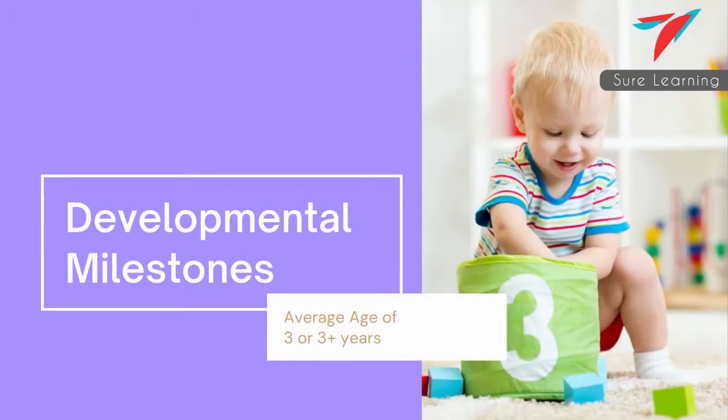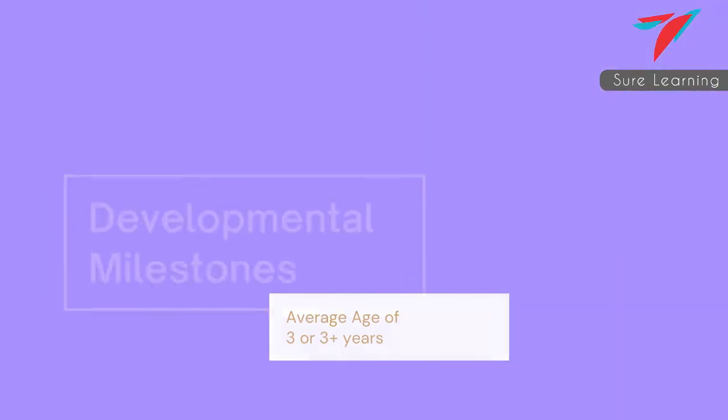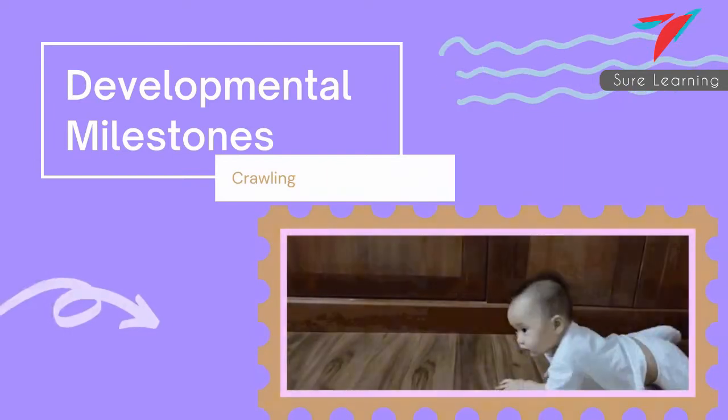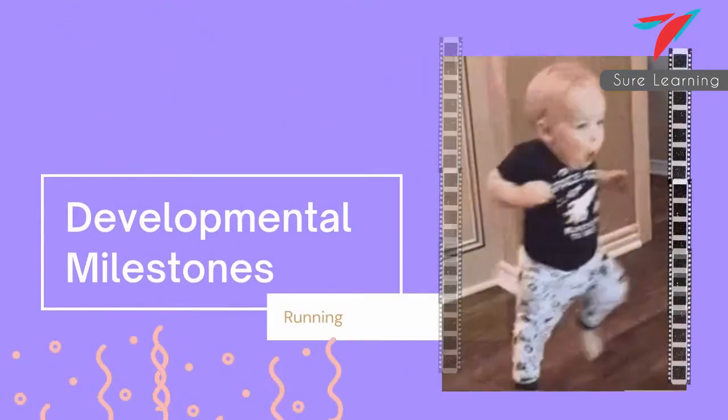Developmental milestones. Developmental milestones are certain tasks and conditions that most children perform or achieve at a particular age. Example, at an average age of 3 or 3 plus years, most children are able to frame a full sentence on their own. Similarly, these milestones are achieved at crawling, walking, running, etc.